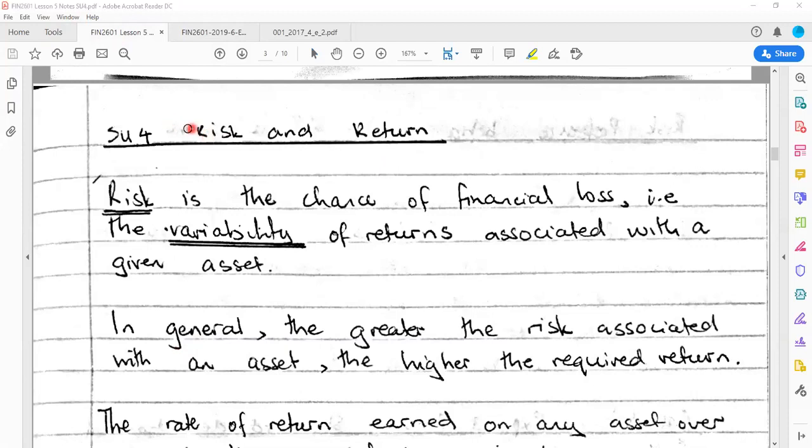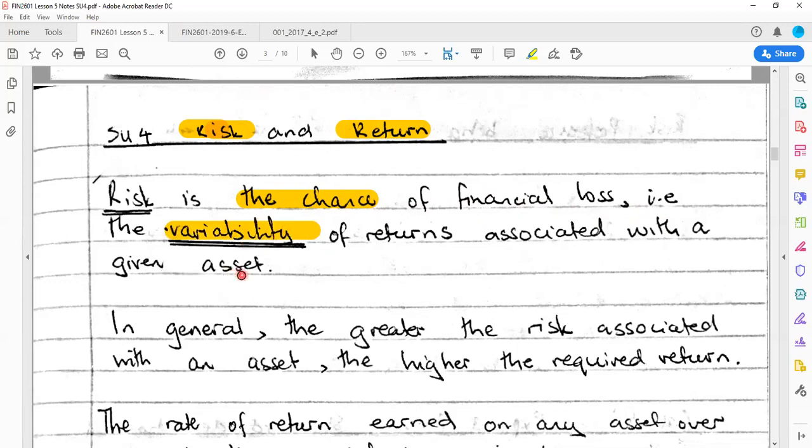So in the study unit, we look at two important items, risk and return. And we define risk as follows. You have to know the definition of risk for the exam. Risk is the chance of financial loss. That is, we can also define risk as the variability of returns associated with an asset.